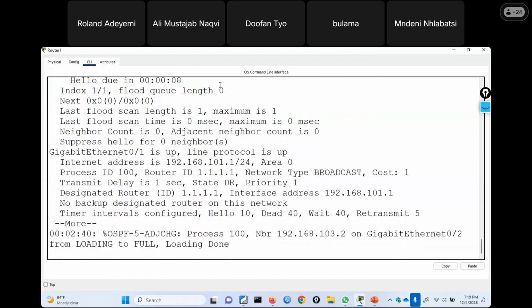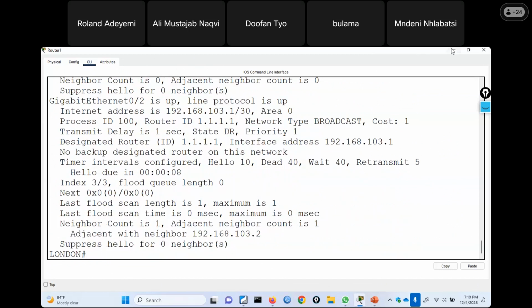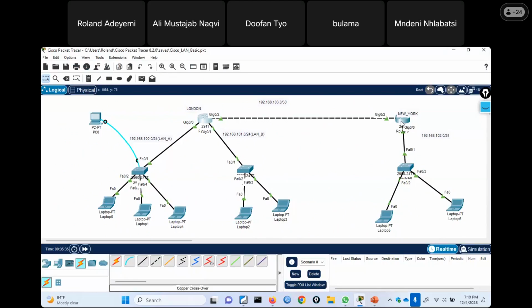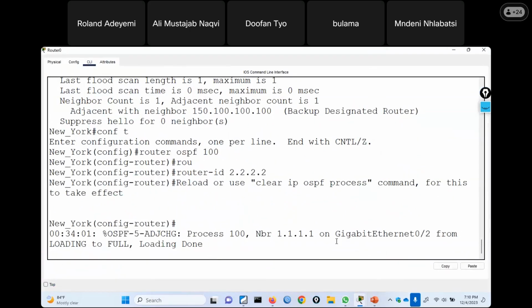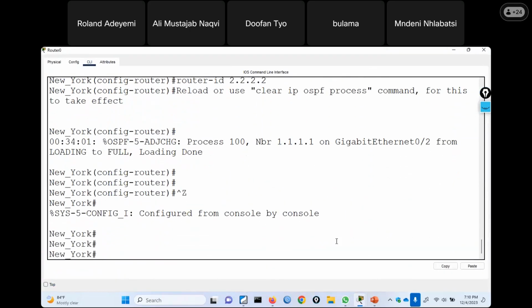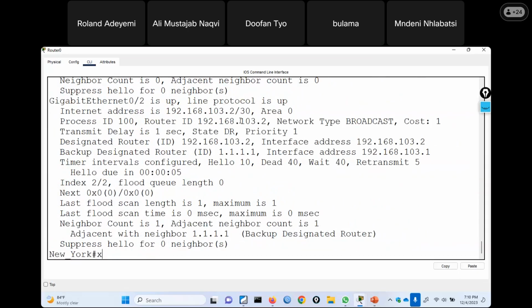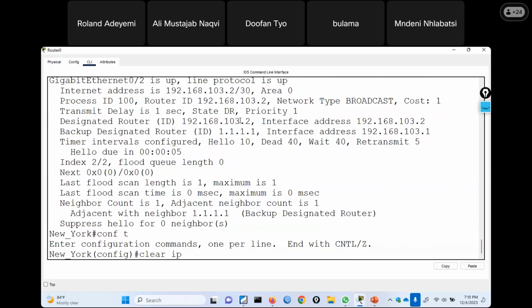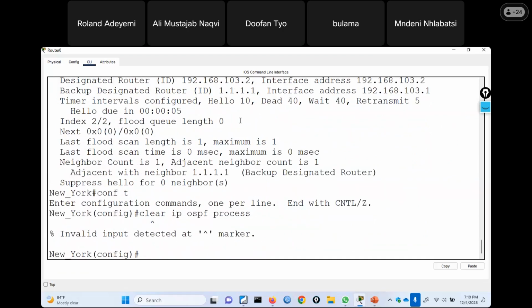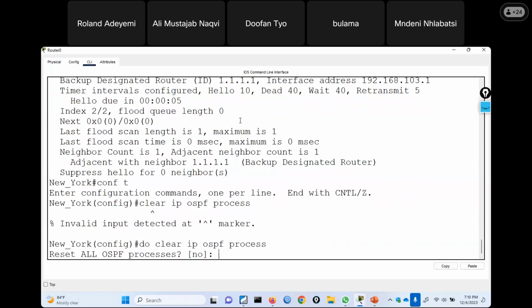1.1.1.1. This command takes precedence over loopback and over the physical interfaces' IP addresses. Show IP OSPF interface. Oh, I need to use this command here or reload. Sorry, one side will not take care of it for me. Clear IP OSPF process. I'm supposed to be at privilege mode, so I can add do to work.